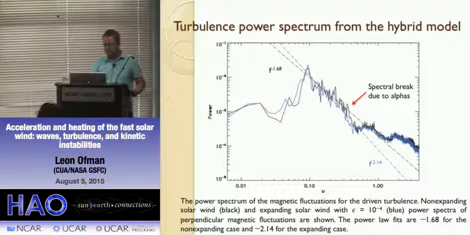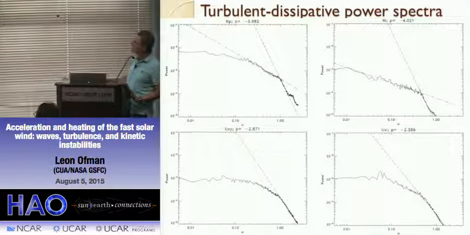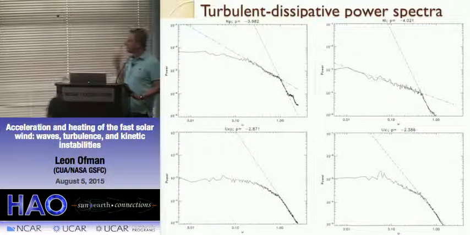Now, looking in more detail at the spectra, you can see these are the density fluctuations of protons and ions, and these are the parallel velocity fluctuations. So here you can see the evolution, the break more clearly. This is our driven waves, and they've been driven at the minus one.